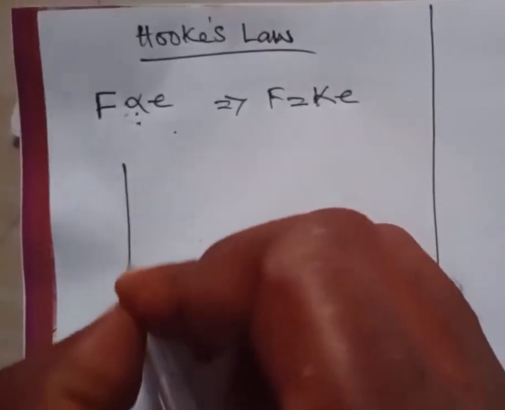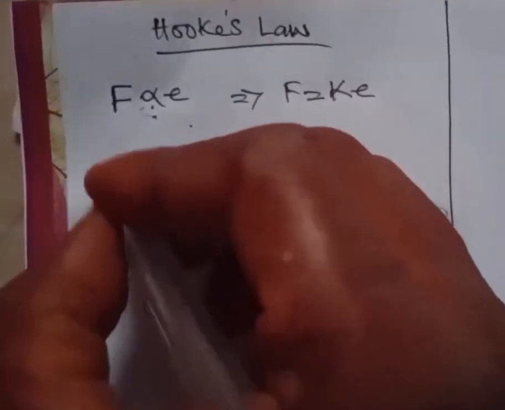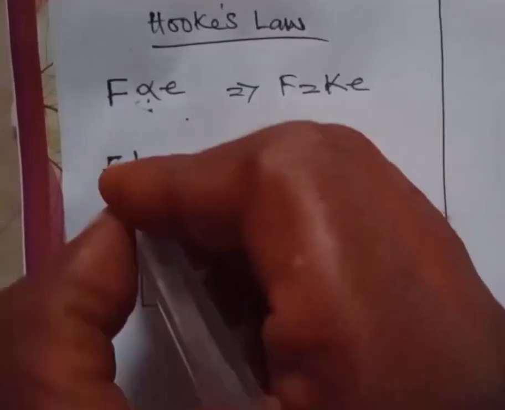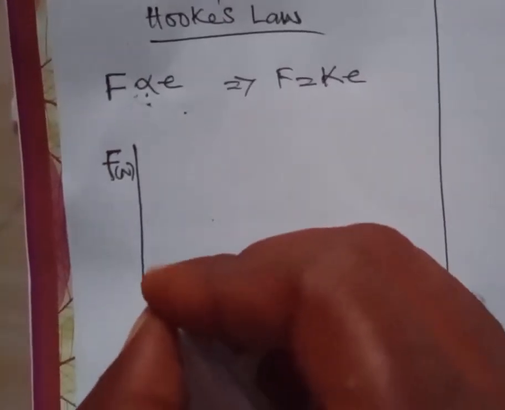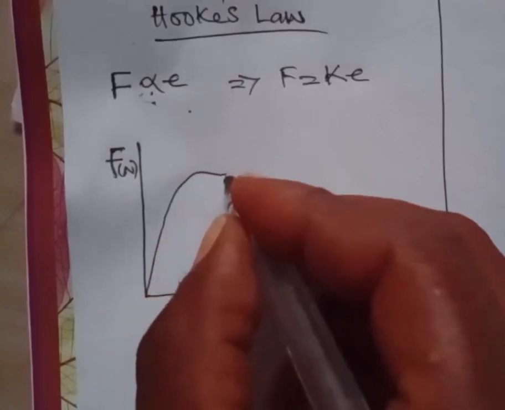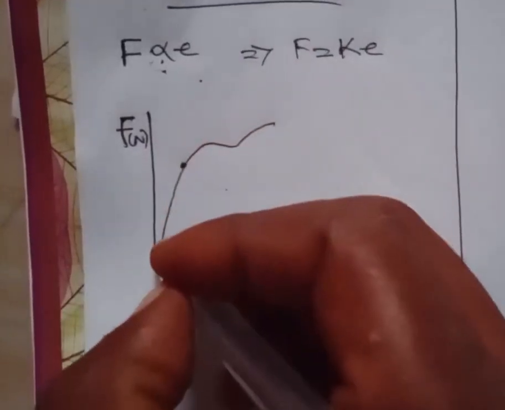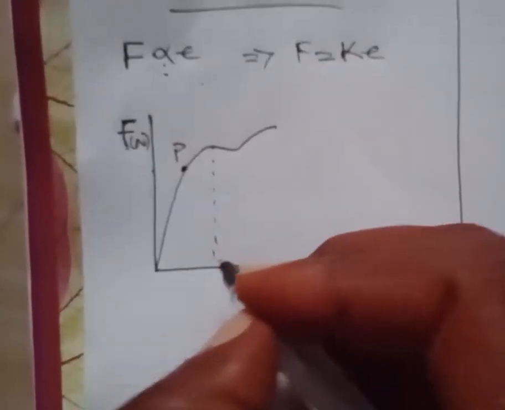So if we are to draw this diagrammatically, we are to plot a graph of force against extension. Now force is in Newton, extension is in meters. We're going to have a graph that goes this way. So a point here means any number where it gets here. Let's say it is P, and let's say here is Y, and let's say here is B.